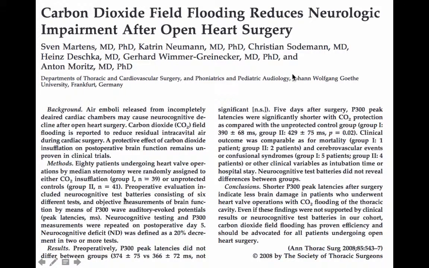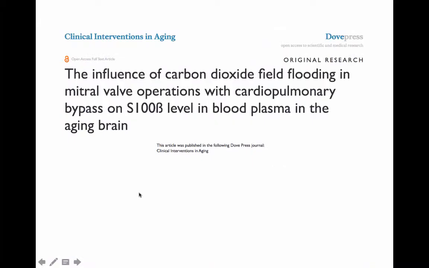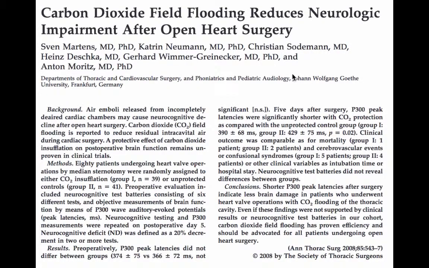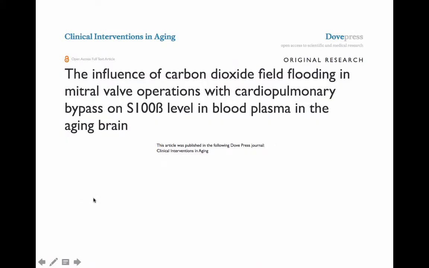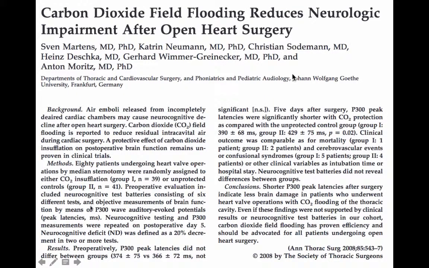It's really important to look at the methodology. How do you tell? They had two groups. One was the control group with no CO2 flushing. The other was a CO2 field flooding group. And what they did is they looked at some neurocognitive tests consisting of 6 different tests. And then they looked at actually a measurement of brain function called the P300 wave auditory evoked potentials. And so this is actually being able to measure some of the activity of the brain. So some pretty interesting methodology here.